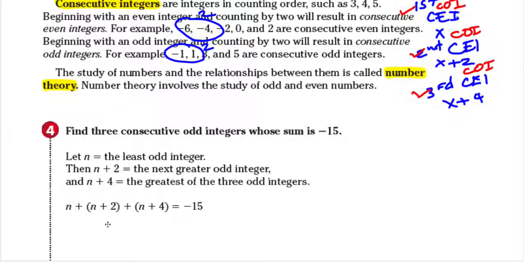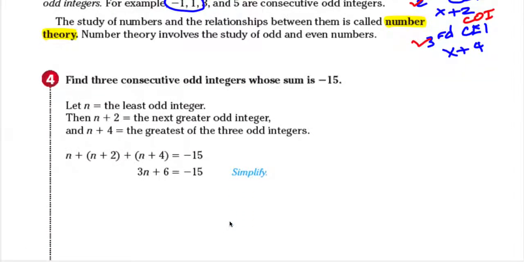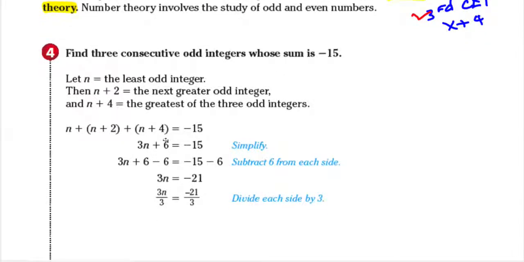Okay, now that we set up our equation, it's easier to solve this. We simply combine like terms. We end up with 3n plus 6 equals negative 15, and then we are back to a two-step equation, undoing positive 6 by subtracting 6 from both sides. We end up with 3n equals negative 21, and let's undo the multiplication of 3n by dividing both sides by 3. You end up with n equals negative 7.